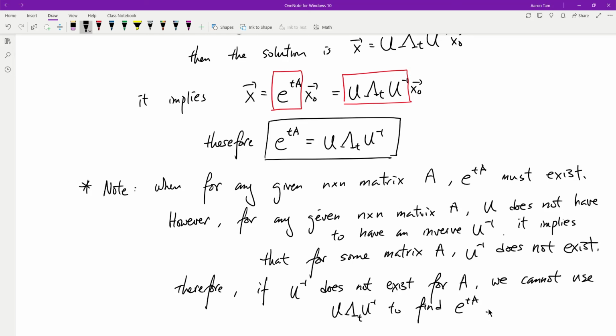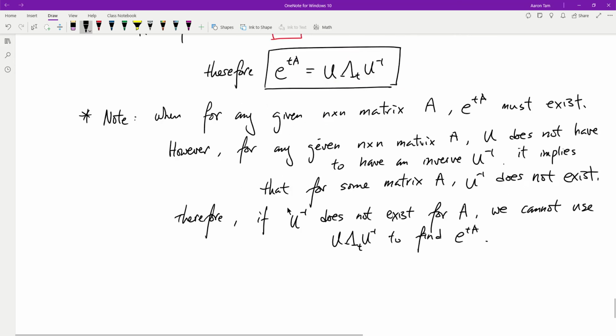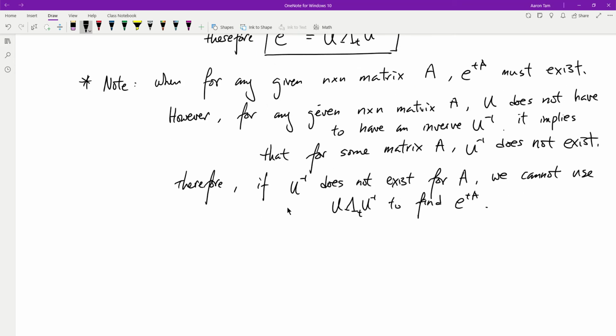e^(tA) still exists. We just can't use this formula. We have to use some other formula. And you might be thinking, okay, when would this happen? Well, simple. Actually, you already know what had to happen. I already pointed out to you.